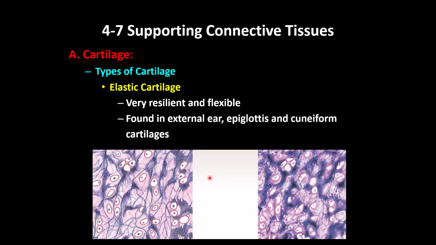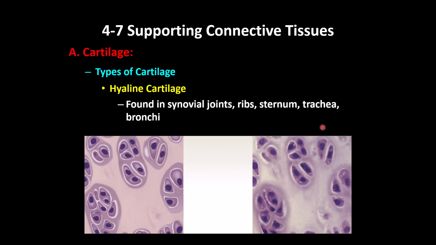So they are very flexible. You can see that in the external ear and in the larynx, which has cartilages such as the epiglottis and cuneiform cartilages. So they are very flexible, but they are not strong.